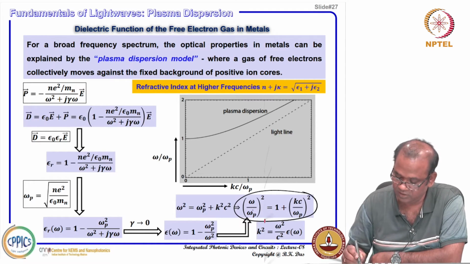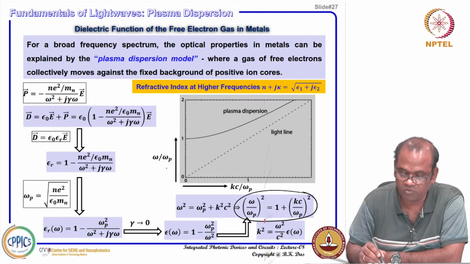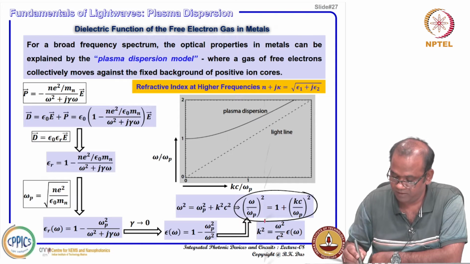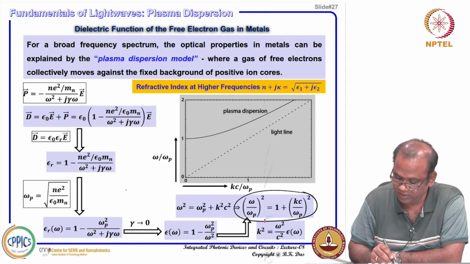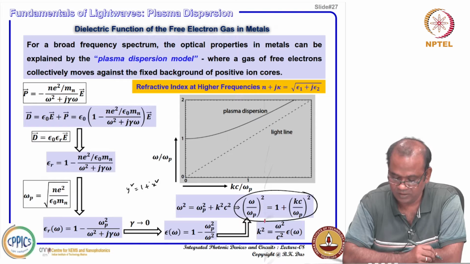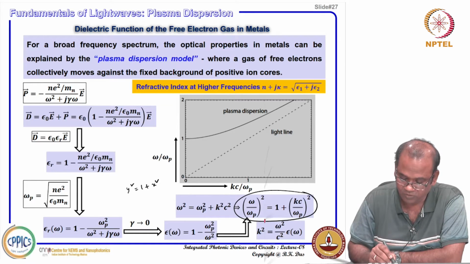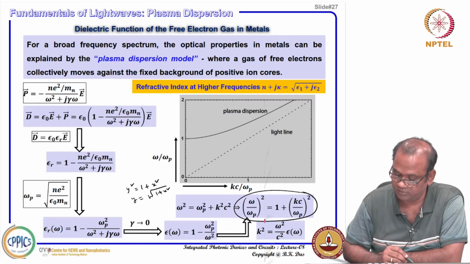Now, if I try to plot this expression, how will it look? You see, this y axis is omega over omega p, which means we can write y square is equal to 1 plus x square. So, I will write y equal to square root of 1 plus x square. When x equal to 0, y equal to 1.